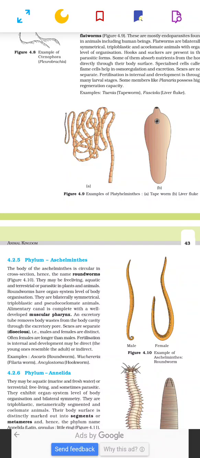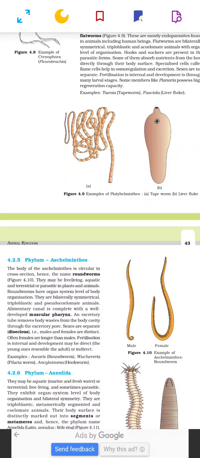In figure 4.10, the small structure represents the male Ascaris, male roundworm, and the longer structure represents the female Ascaris. The male Ascaris has a posterior end which is curved, and the female has a straight posterior, and both have a muscular pharynx. In the female there is presence of ovary, and in the male there is presence of testes. In the male, at the posterior end, a penial structure can be seen which acts as a copulatory organ.